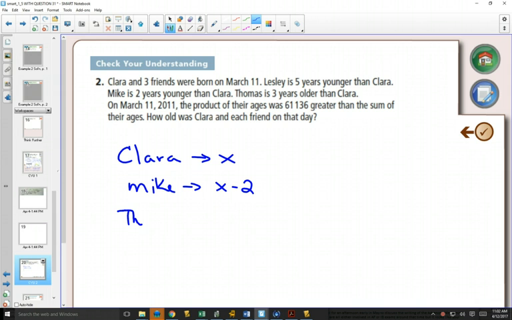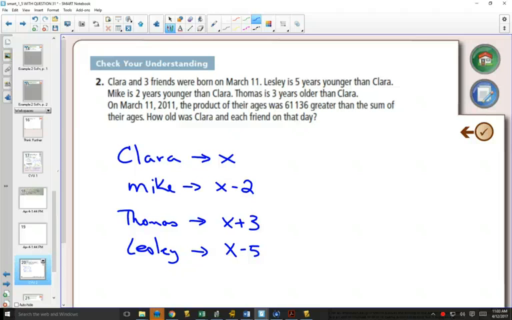Thomas, 3 years older, x plus 3. And am I missing anyone? Leslie. Leslie is 5 years younger, so that'll be x minus 5. So those are the ages. And now this second last sentence, the one with the 61,136, that's supposed to give us enough information to write an equation.